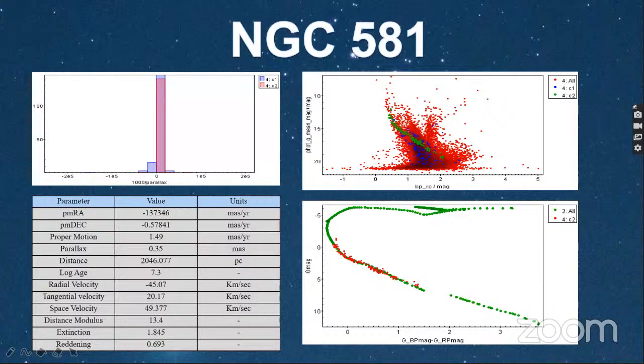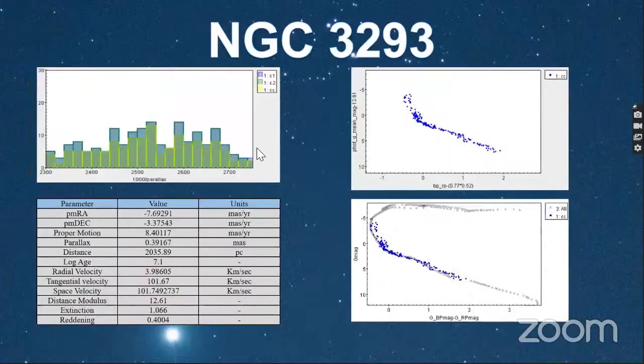And same thing I've done for NGC 3293 using the parallax cut and estimated the distance. Then I have found the cluster members by eliminating the field stars, and here I plot it over the isochrone. So my log age of the star cluster is 7.1 and distance is 2035.89 parsecs.